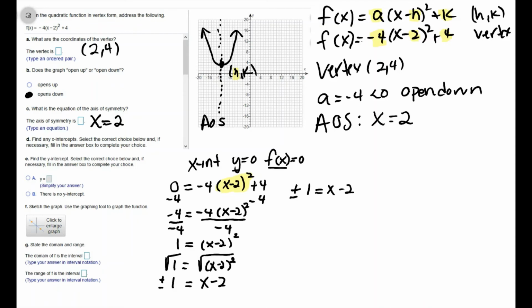I need to continue solving this by adding 2 to both sides. So now I have 2 plus or minus 1 equals x. The plus or minus is two possibilities, 2 plus 1, which is 3, and 2 minus 1, which is 1. So now we have our x-intercepts of being 3 and 1.